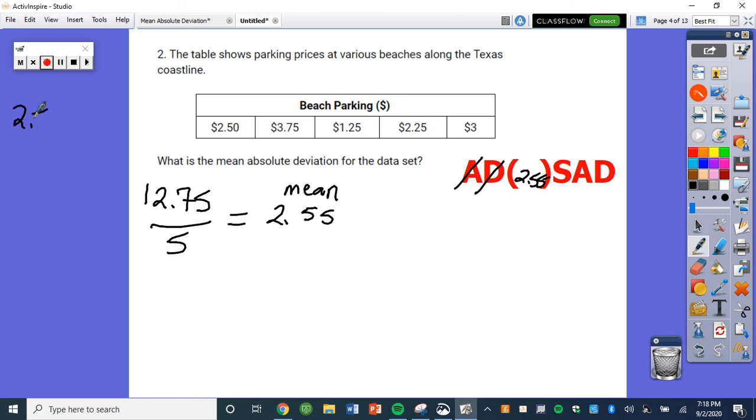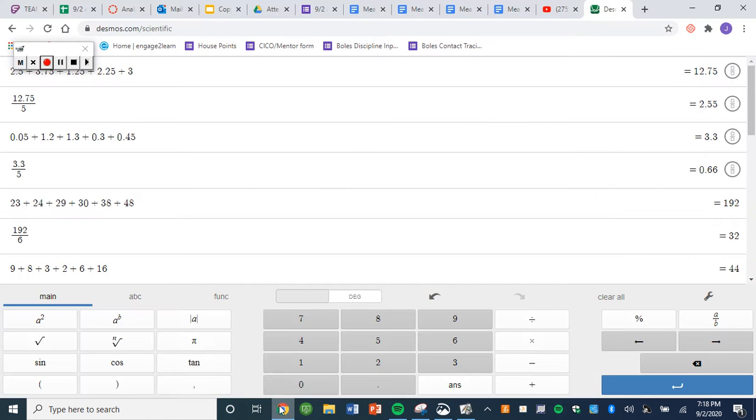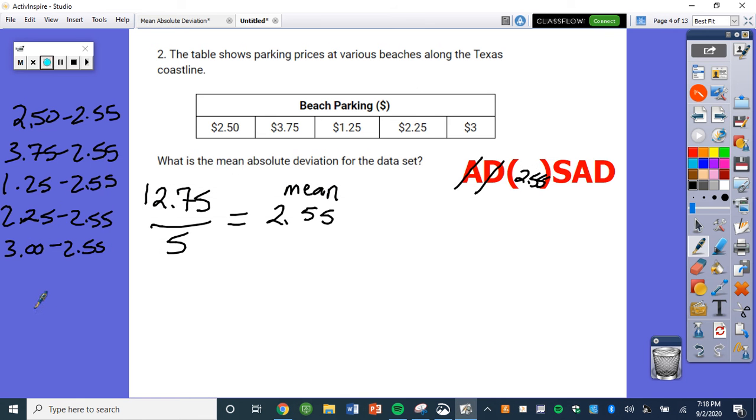So we're going to do 250 minus 255, 375 minus 255, 125 minus 255, 225 minus 255. Let me fix that. And then $3 minus 255. And I already did that down here as well on Desmos. I got 5 cents.